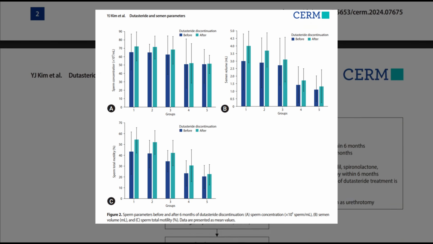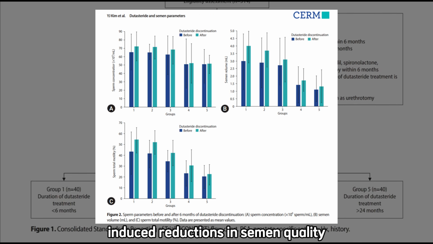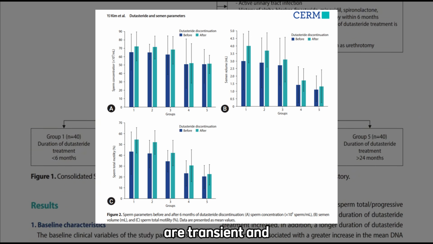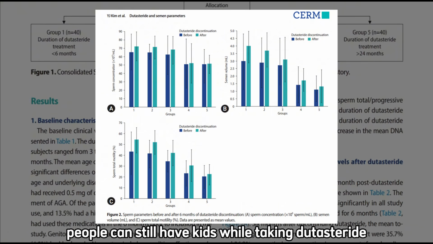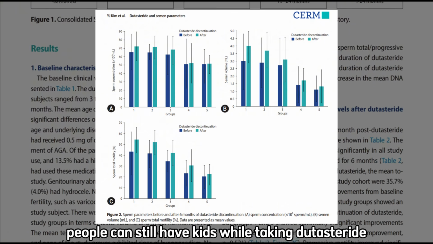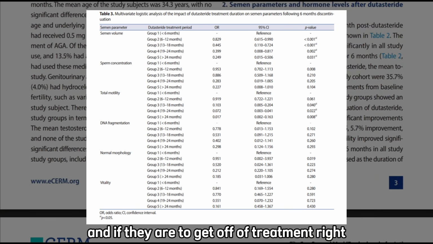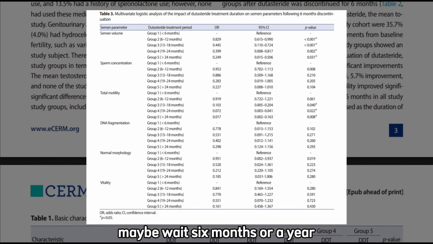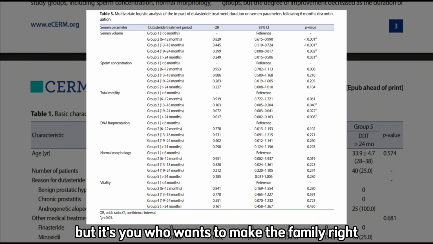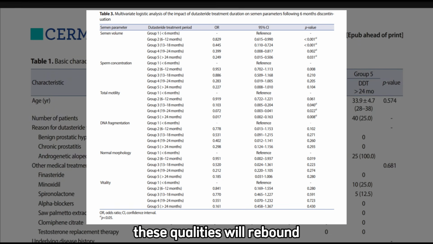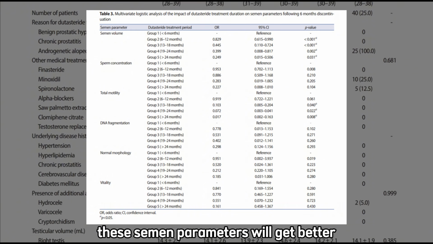2006 shows us, it's likely that any dutasteride-induced reductions in semen quality are transitory, and they aren't significant enough to cause infertility, right? So people can still have kids while taking dutasteride or finasteride for that matter. And if they are to get off of treatment, maybe wait 6 months or a year, though a year would be too long, it's you who wants to make the family, right? If you get off of treatment, these qualities will rebound. These semen parameters will get better.